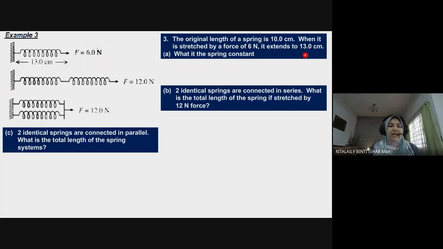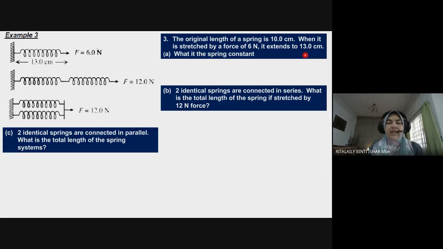Okay. So let's look at this example. The original length of the spring is 10 cm. When it is stretched by a force of 6 Newton, it extends to 13 cm. So the first question is, what is the spring constant?